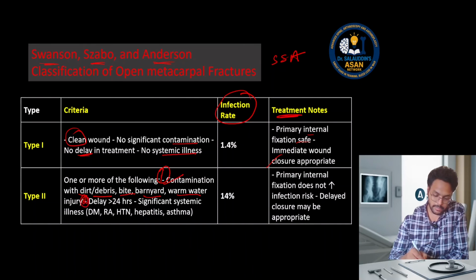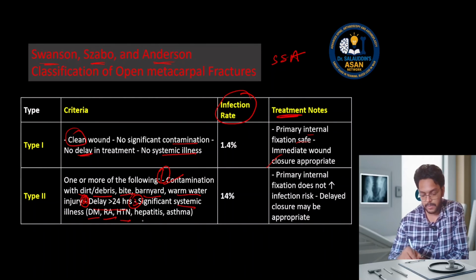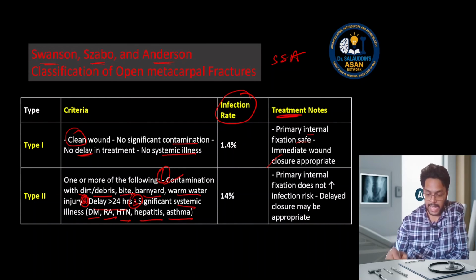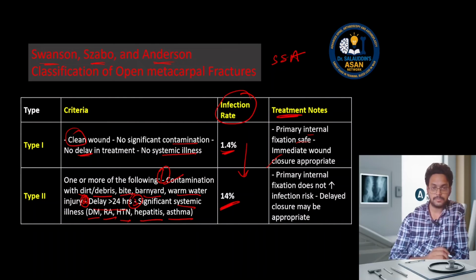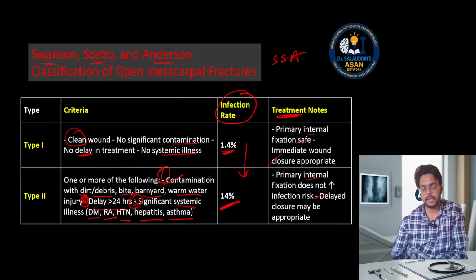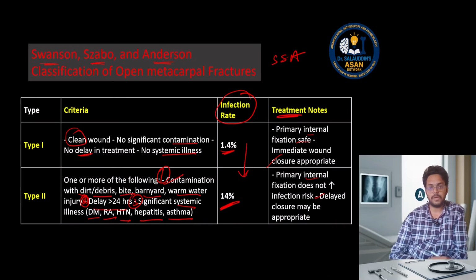Then if the treatment is delayed more than 24 hours and the patient has systemic illness like diabetes, rheumatoid arthritis, hypertension, hepatitis and asthma, the infection rate drastically increases from 1.4 to 14%. Okay, so there are high chances of infection, so you should delay the primary internal fixation. You should not do the primary internal fixation and you have to do a delayed closure whenever appropriate.